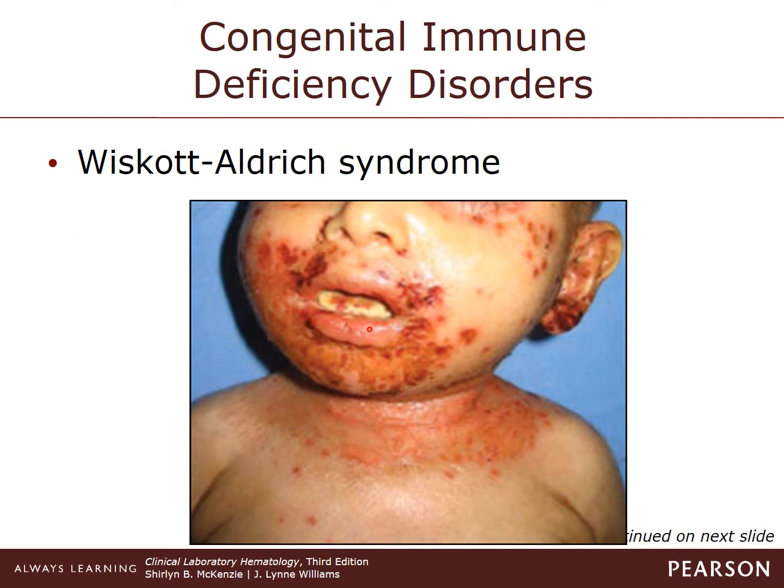So WAX-TIE. Now because there's an extreme thrombocytopenia, a lot of children die before the age of 10 as a result of infection or bleeding. So therapy here includes treatment for bleeding and infection.